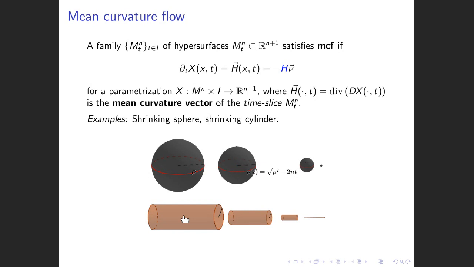And mean curvature flow has a nice property that it preserves symmetries. So that's why if I have a sphere, it's going to remain a sphere. And it's easy to compute the radius. You just solve a simple ODE because the motion of the sphere is determined by just the radius. And the same thing with the cylinder.